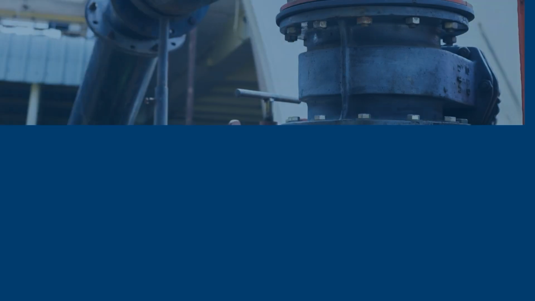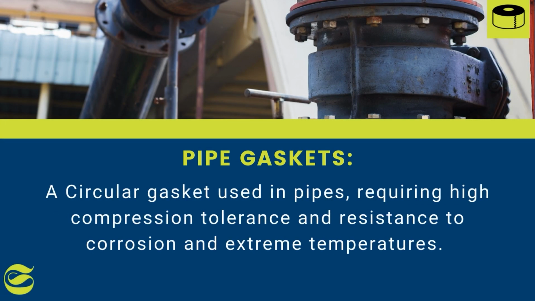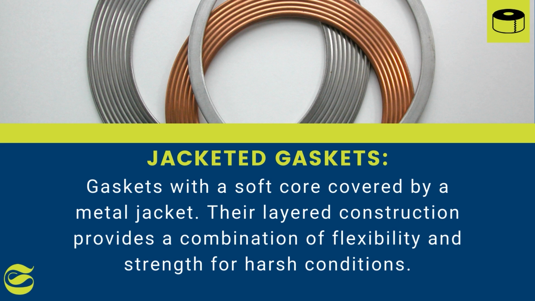Finding the right gasket type depends on your application, substrates, and the intended length of use. So let's go over 5 common gaskets that you may use for your application. Starting with pipe gaskets. A circular gasket used in pipes requiring high compression tolerance and resistance to corrosion and extreme temperatures. Next is jacketed gaskets. Gaskets with a soft core covered by a metal jacket. Their layered construction provides a combination of flexibility and strength for harsh conditions.